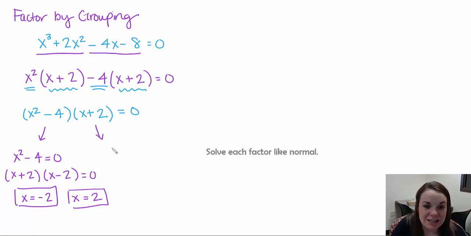And then I come back over to this term, my x plus 2 equals 0, and that gives me another x equals negative 2. So I actually have negative 2 with a multiplicity of 2, and then positive 2.